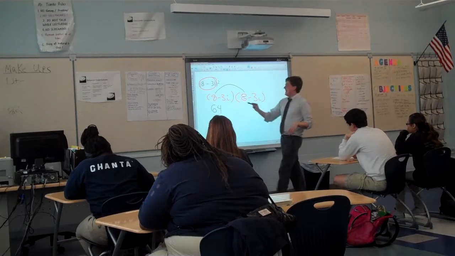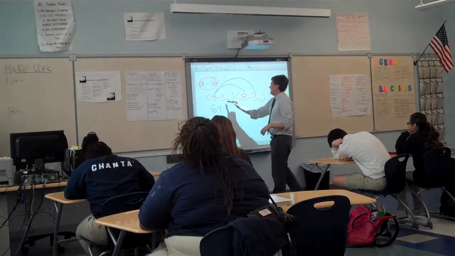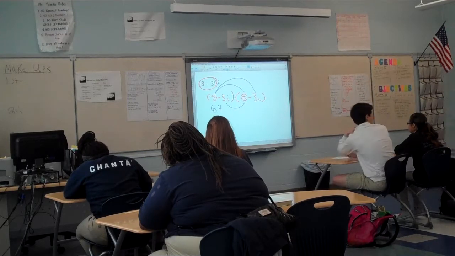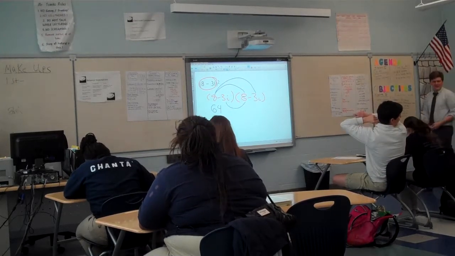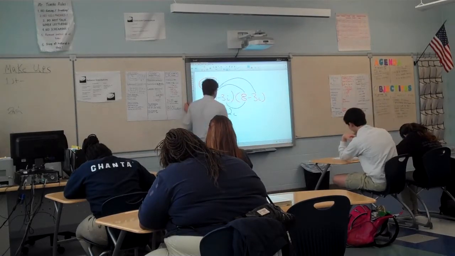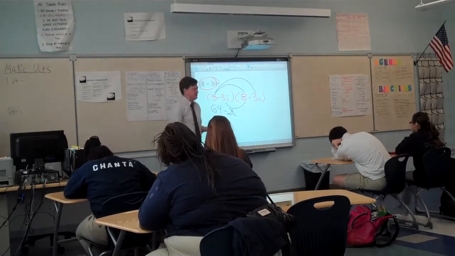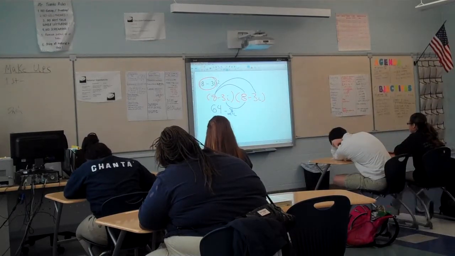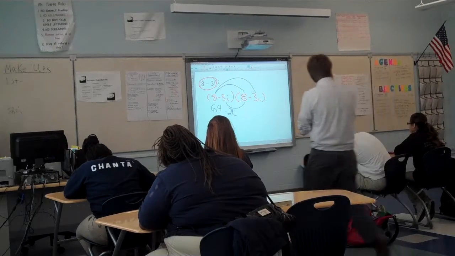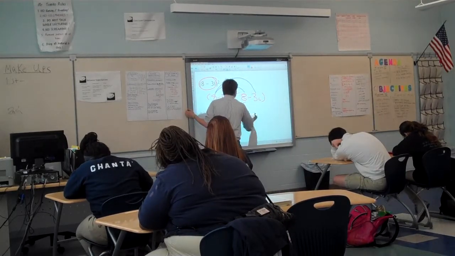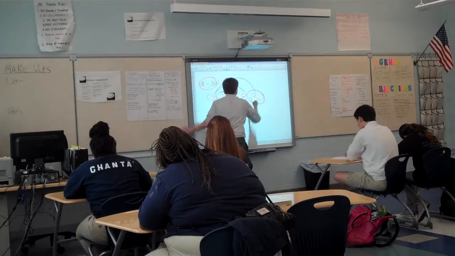Alright, now we're going to do the outer and the inner. 8 times -3i is -24i. And then again, 8 times -3i is -24i again. And then we're going to do the last. So we're going to do -3i times -3i.